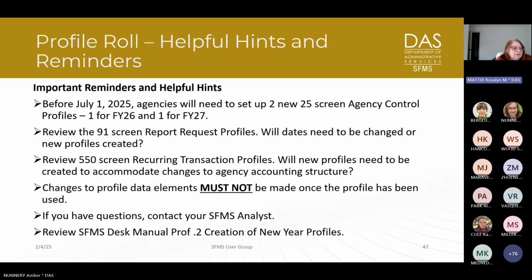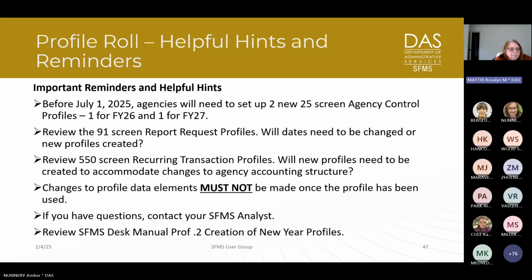Important reminders. Before July 1, 2025, agencies will need to set up two 25-screen agency control profiles, one for FY26 and one for FY27. If you don't do this, your transactions from July 1st, 2025 forward for AY27 will not be able to process.